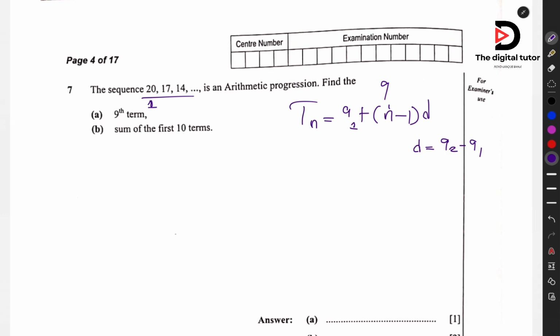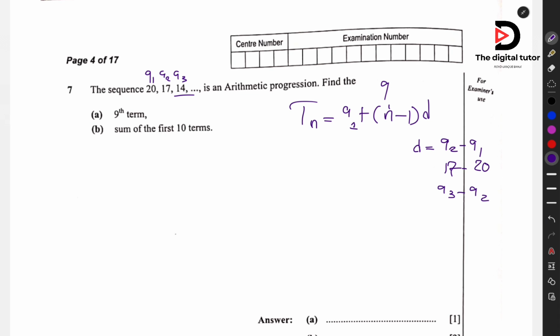Okay, so the difference between two consecutive terms. In this case, this is term number 1, this is term number 2, this is term number 3. So the one that is ahead of term number 2 is term number 3. So I can use term number 2, which is 17, minus term number 1, which is 20, or term number 3 minus term number 2. So it's always the one that is ahead minus the one that is behind if they are consecutive.